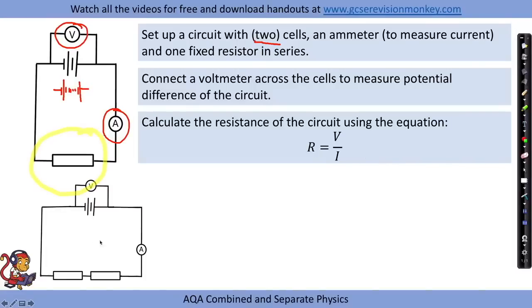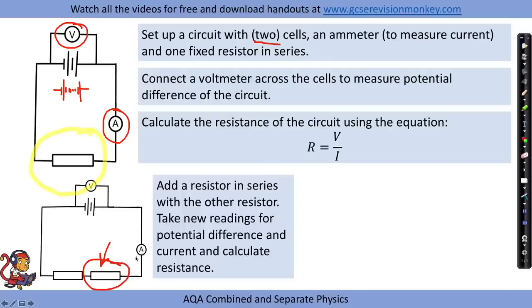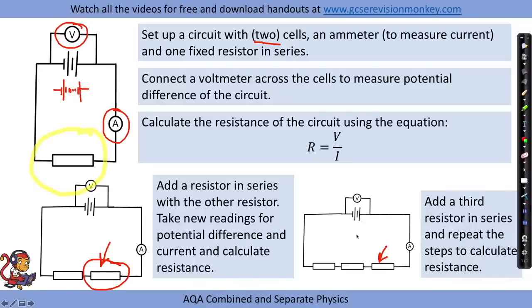We then add a resistor in series, and when we do this, we're adding the resistor next to the first resistor in exactly the same loop. So we add a resistor in series with the other one, we take new readings for potential difference and current, and then calculate resistance. We will then add another resistor in series with the other 2, and again we will repeat the steps to calculate resistance.